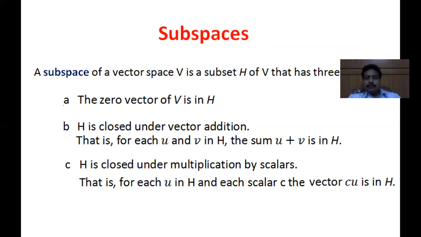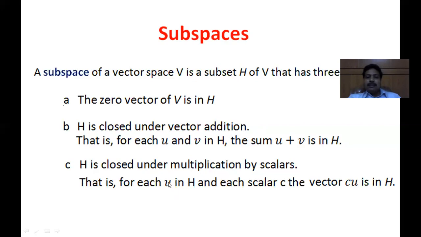But while checking, if the zero vector is not there, it is unnecessary to check B and C. It is very simple to check whether the zero vector is in that set or not. So for convenience, all the three conditions are listed here. So with B and C and a condition that H is non-empty, we can prove the zero vector will be there.